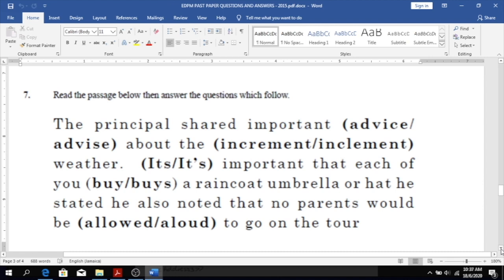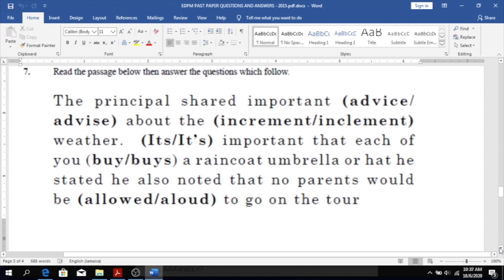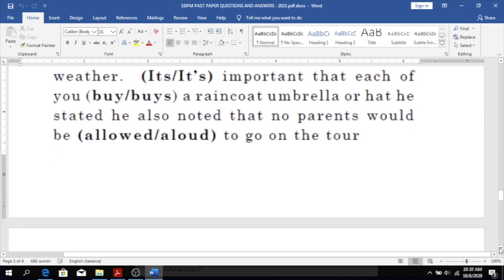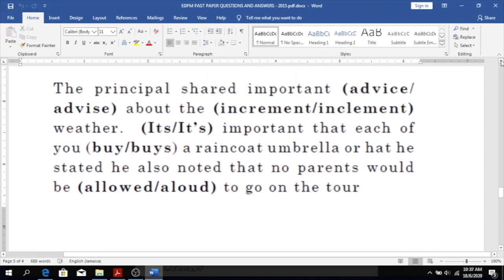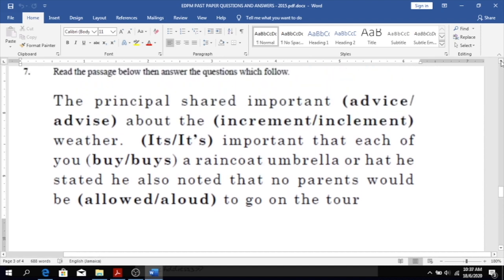Allowed. A-L-L-O-W-E-D. Allowed. The other "allowed" is when you're reading out loud, right? Good. Now, it will then ask you to rewrite it with the correct words and punctuate it properly. In terms of punctuating it properly, someone is speaking.